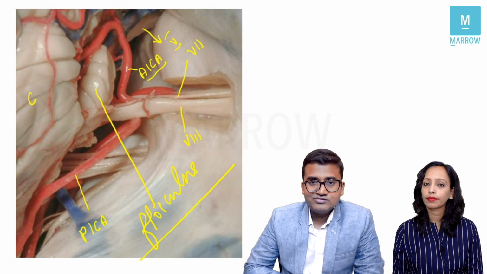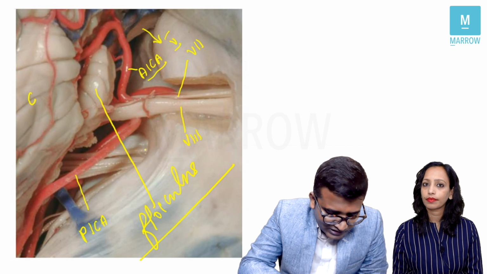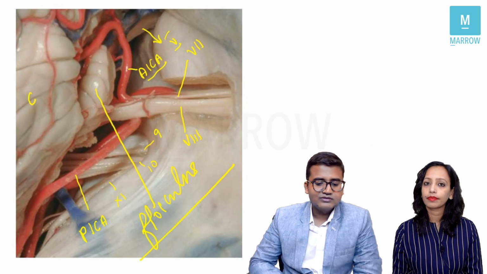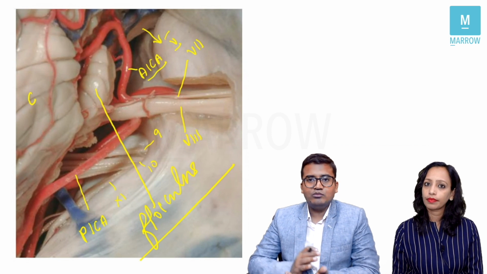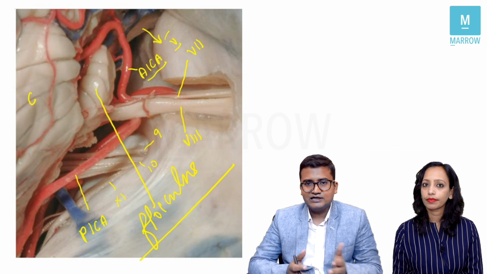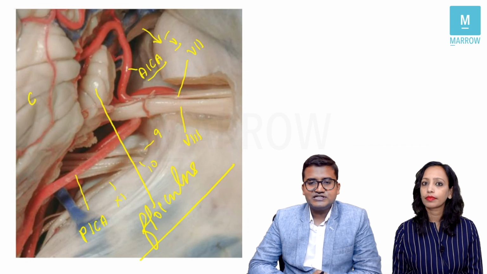Now, in the lower part of the CP angle, we also see these three nerves here. This is the ninth nerve, this is the vagus nerve, and this is our accessory nerve. Is it clear? We also have one more nerve there, that is the abducent nerve. The abducent nerve we are not able to see here. That will be arising close to the apex of the petrous temporal bone.